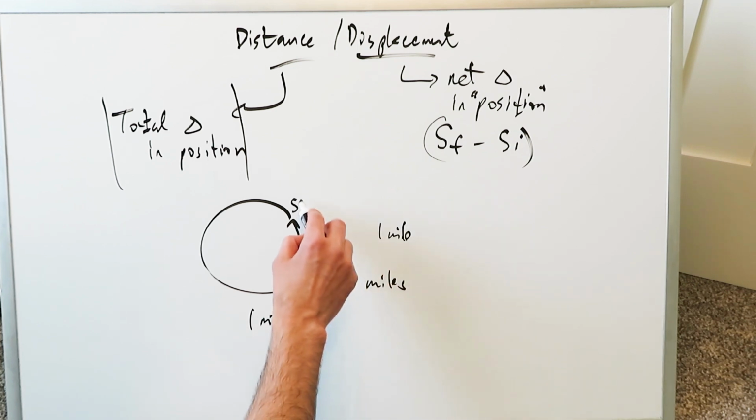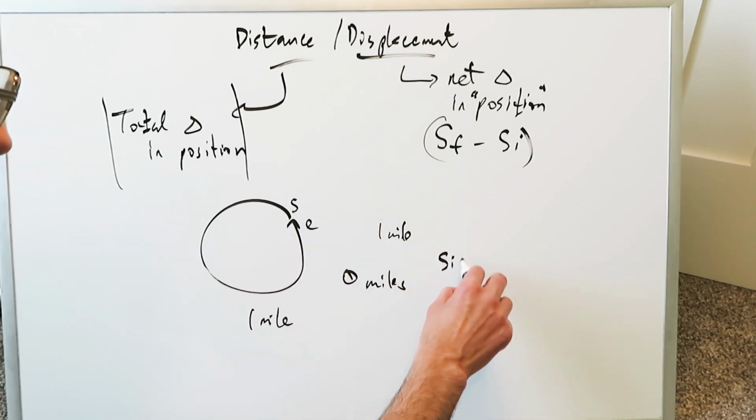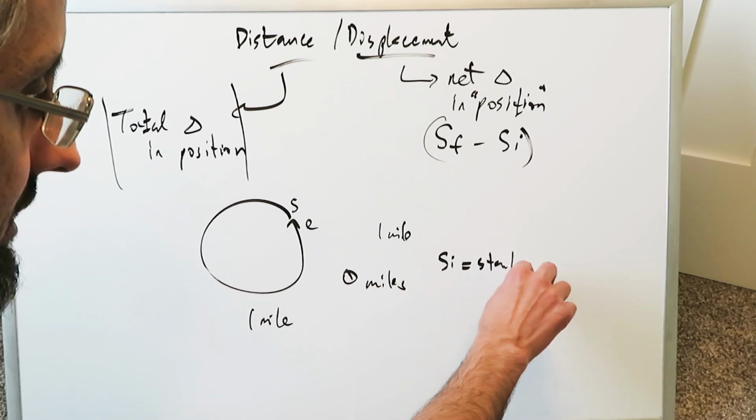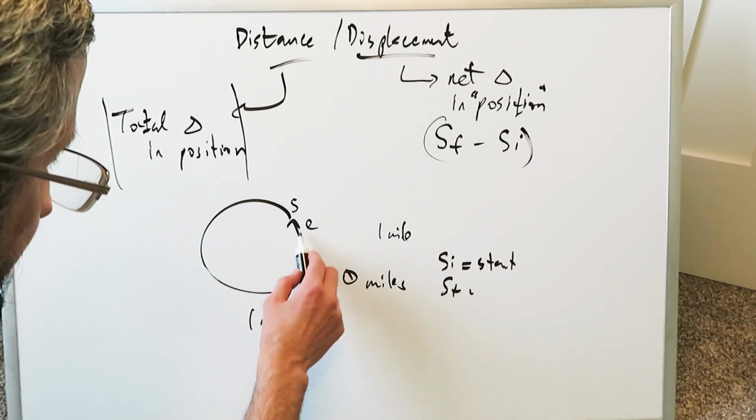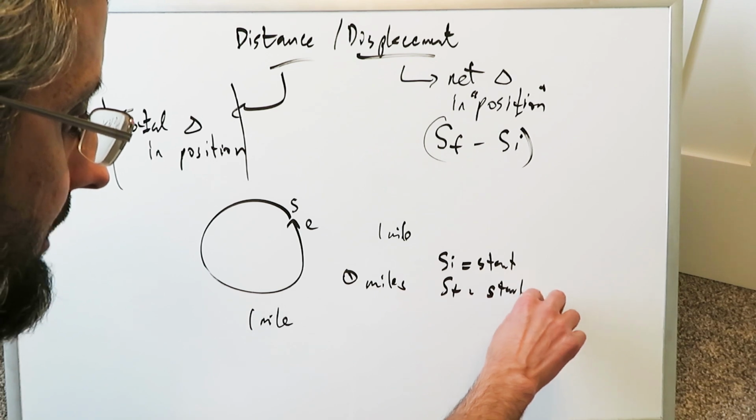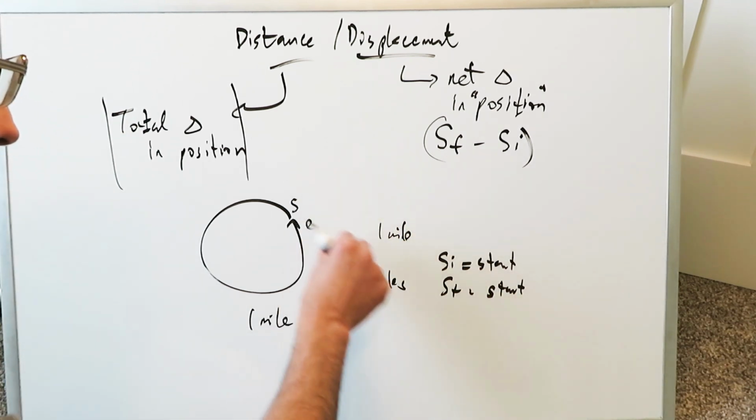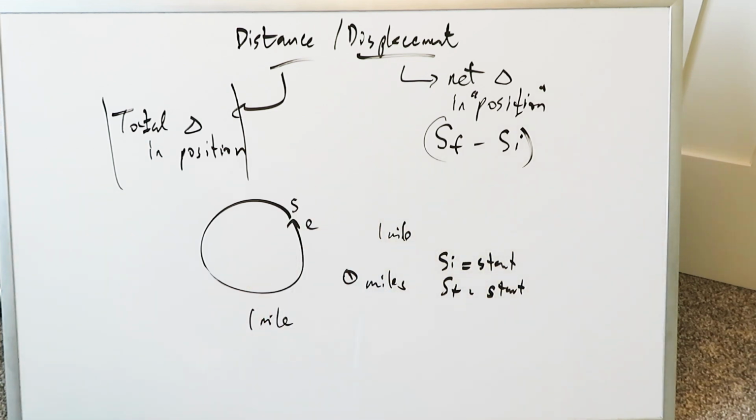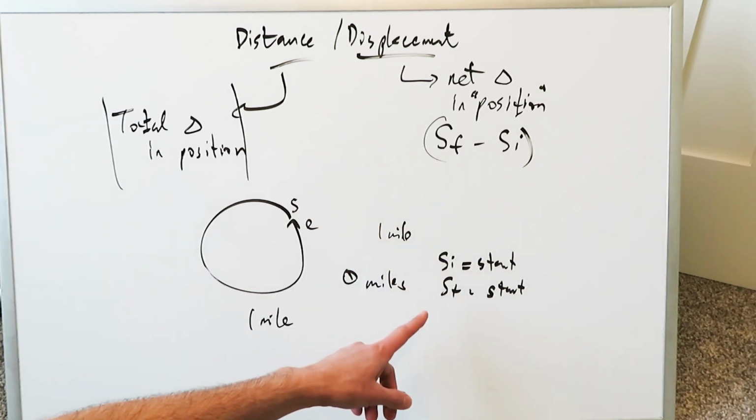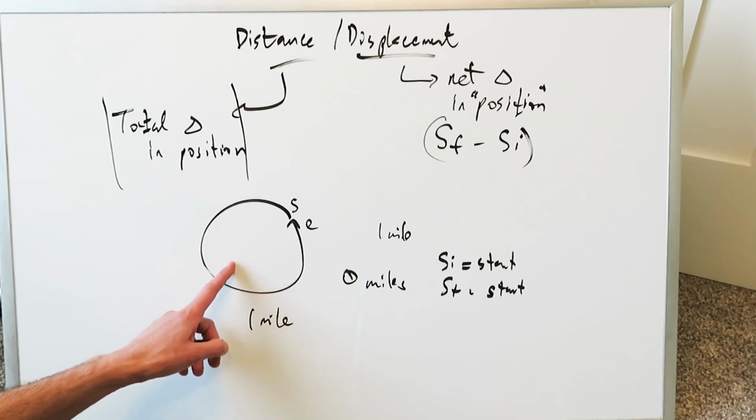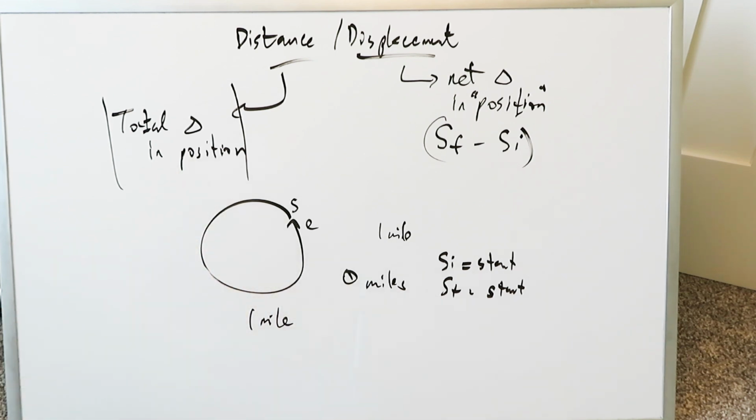Why is that? Because here your original position represented a start, let's just call that a start, and your final position also represented a start because you ended exactly where you started. Your net change in position is 0. Where you started, where you ended, the object is in the same location, and you're looking here at a displacement of 0 but a distance of 1 because there's a total change in position of 1 mile. You can kind of grasp the difference between these two terms.